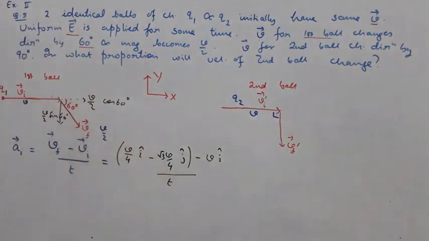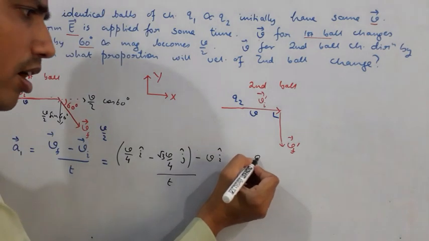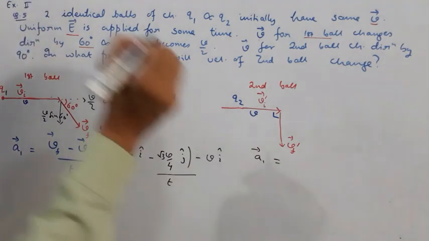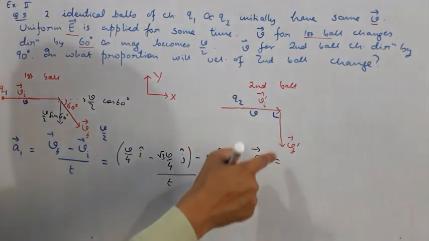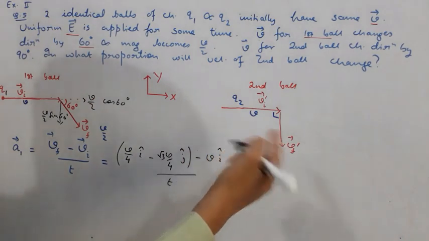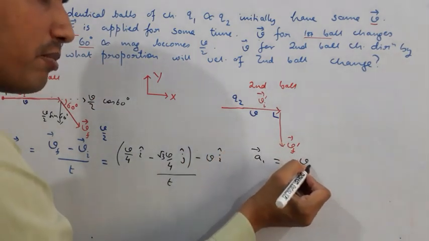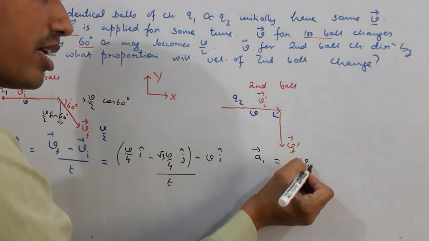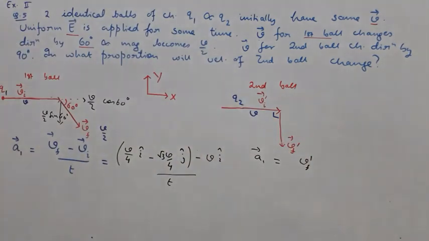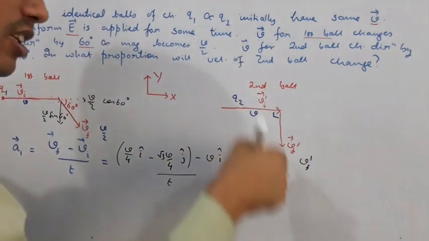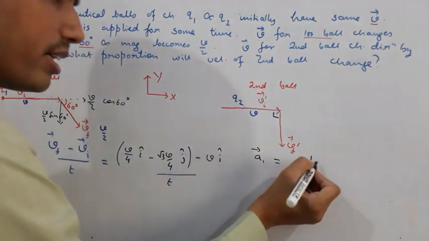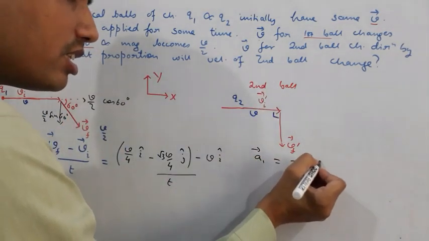Likewise, tell me what should be the acceleration for the second particle. It should be change in velocity by time. What is the final velocity? We don't know. We have to find it. Let that be vf dash. And what is its direction? Its direction is along the negative y-axis. So I'll write minus j cap.